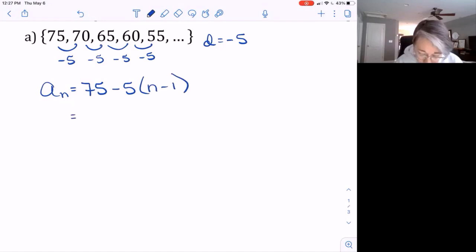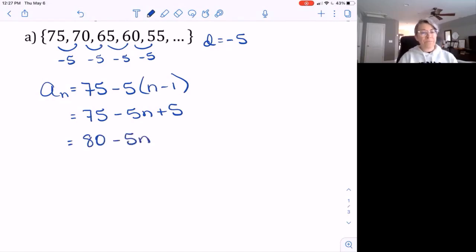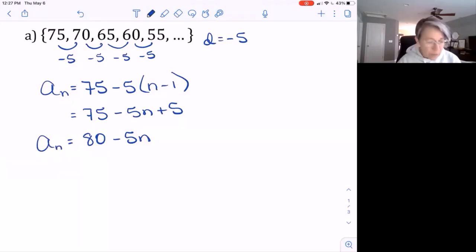So what does that mean if we were to reduce this? 75, distribute that -5, we get -5n plus 5. So we would get 80 minus 5n. So that would be our nth term. Notice that the common difference is like our slope, right? It is decreasing by 5 every single time. If it was increasing, then it would be a +5.